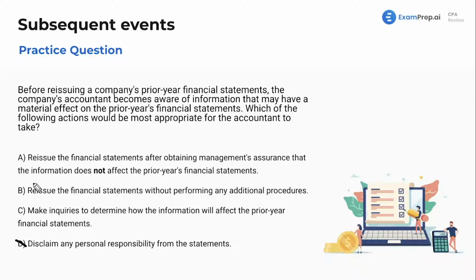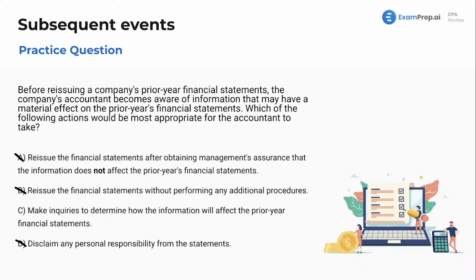Let's see. We've also got make inquiries to determine how the information will affect the prior year financial statements. Okay, well, that's not jumping to one conclusion. That's saying we're going to actually do a little work here and try to figure out if it's a big deal. Reissue the financial statements without performing additional procedures. Again, that's kind of an extreme, because it's saying we're just going to do it without doing any of the work, without trying to verify if they need to be reissued. So I'm going to cross that off. And lastly, reissue the financial statements after obtaining management's assurance that the information does not affect the prior year's financial statements. Again, this is basically saying you're not doing any of the work and you're just going to trust them, which we can't. We have to do our own work as accountants.